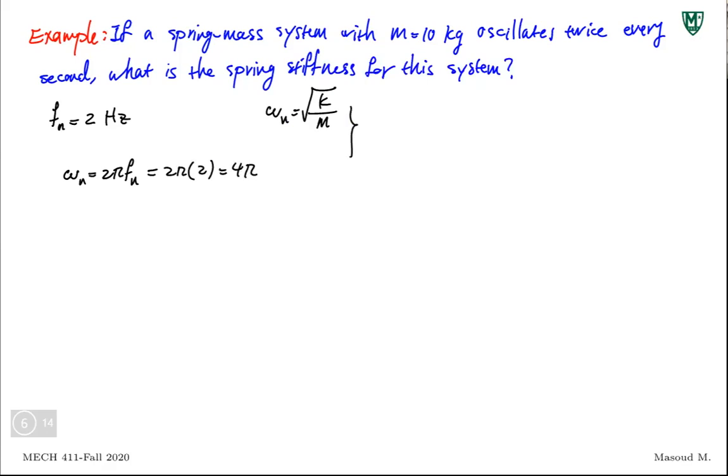So knowing that, k, if I don't make a mistake, would be m omega n squared, meaning 10 times 4 pi squared. So this becomes 160 pi squared, just multiply these, Newton per meter. That would be the stiffness of the spring for this system. Okay? Did that make sense, guys? Okay.